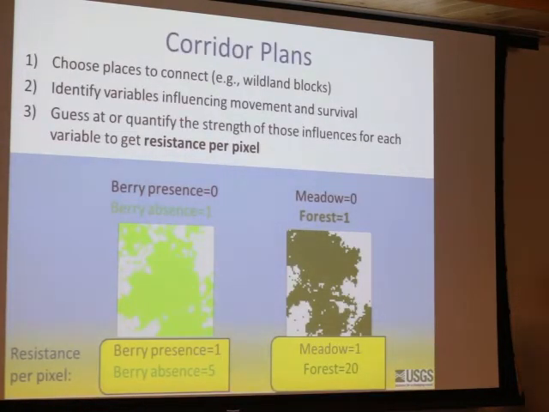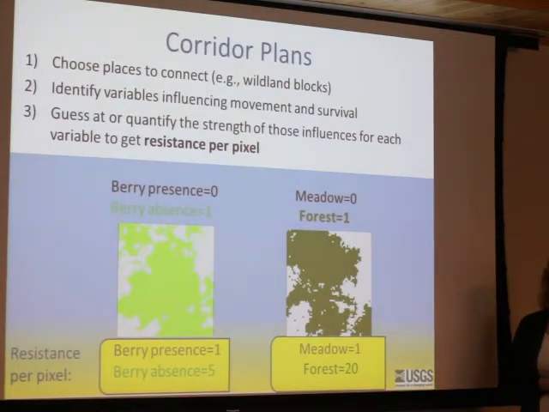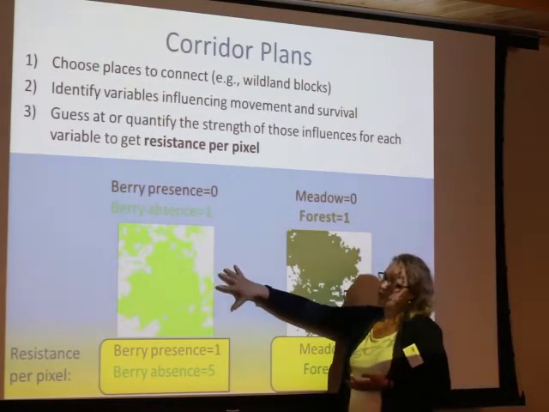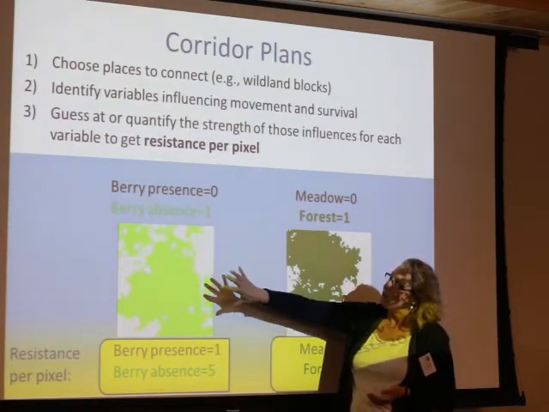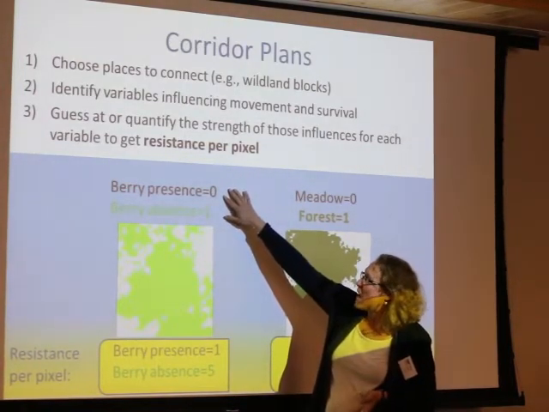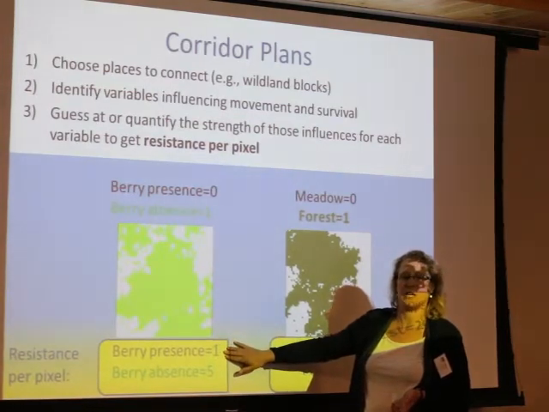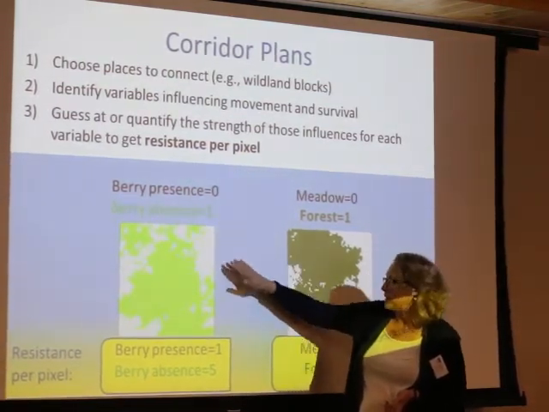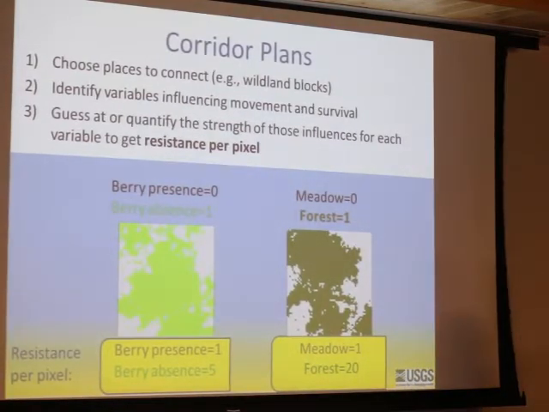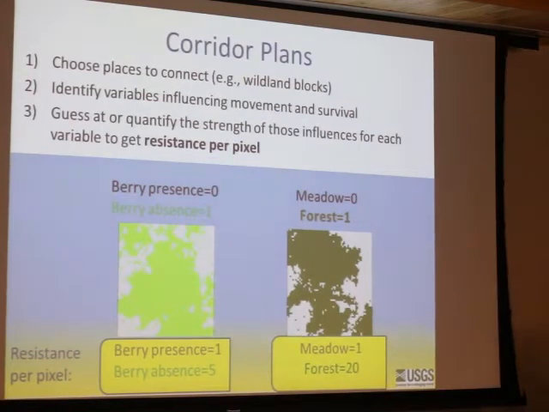The next step is to try to quantify the effect of this landscape. There are a lot of different ways to do this. But if you think about the effect of a single feature at once, you might think that where berries are present there's basically no effect, or just an effect of isolation by distance, so it has a value of 1. And where they're absent, maybe that's a resistance of 5. So it's 5 times more difficult to move through the area where berries are absent, or bears might be 5 times less likely to move through an area where berries are absent than when they're present. And you might actually have some variables that are even more resistant.